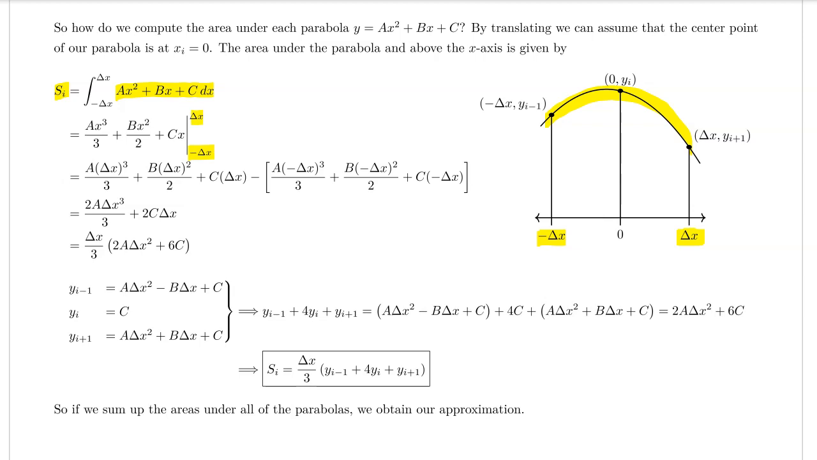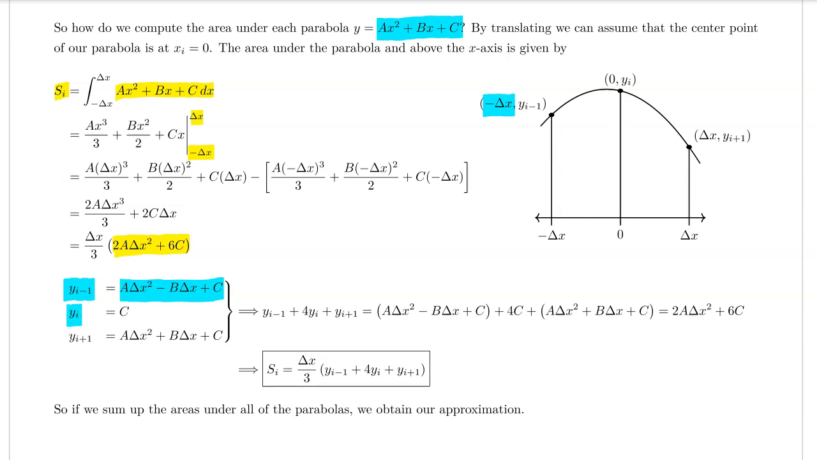So in the next line, we can see when we plug that in, and then when we simplify that long thing, we end up getting 2a times delta x cubed over 3 plus 2 times c times delta x. And then we can factor out delta x over 3, and then we get this expression right here. So down below, we have y sub i minus 1, which is what we get when we plug in negative delta x into our function here for x, which produces this.